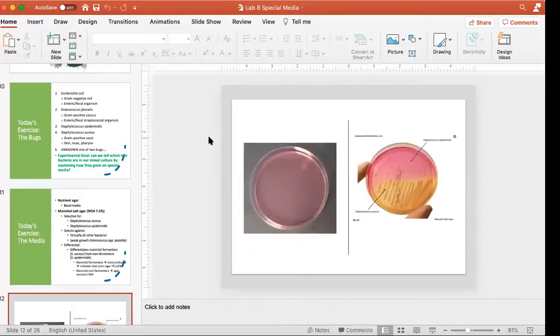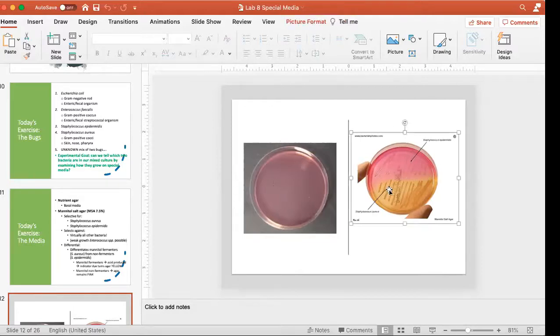And that's what we can see on this slide. This is what a mannitol salt plate looks like before you put bacteria on it. You can see the agar is a light pink color. And that pink color comes from the indicator dye that's put into the agar. Remember, indicator dyes are going to be different colors under different pHs.